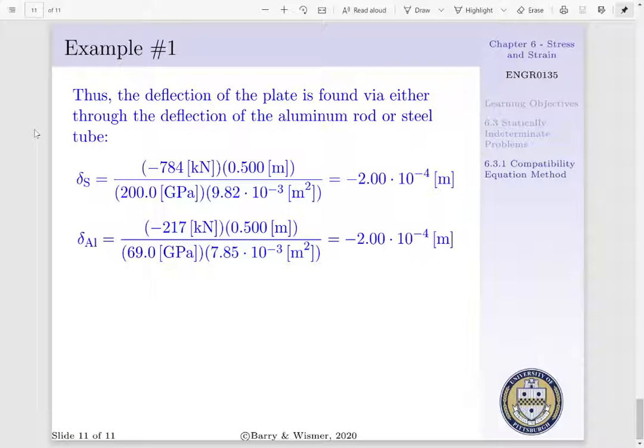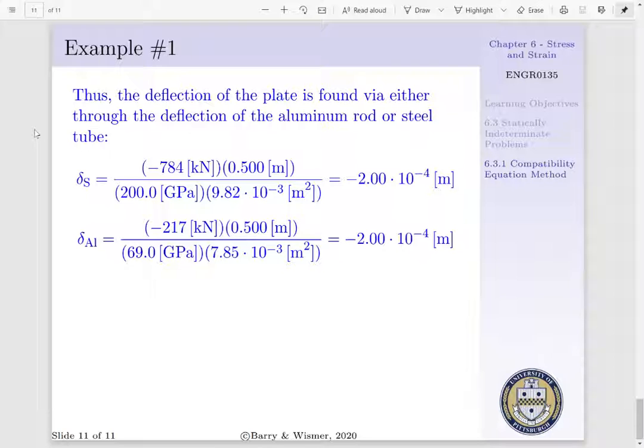The deflection of the steel is RS LS per ES times AS, or minus 784 kilonewtons times 0.500 meters per 200.0 gigapascal times 9.82 times 10⁻³ meters squared. And this is equal to minus 2.00 times 10⁻⁴ meters.